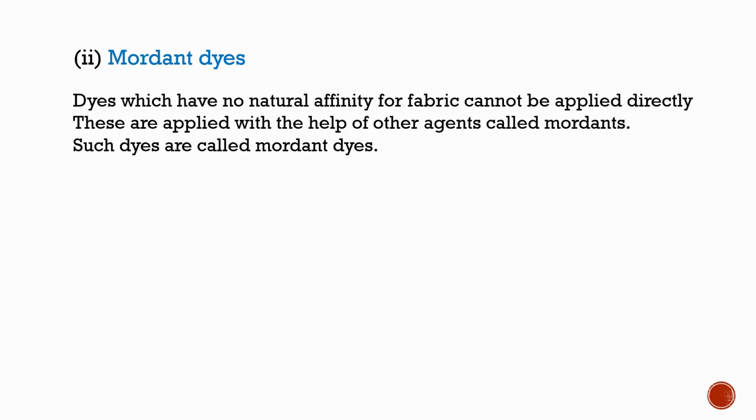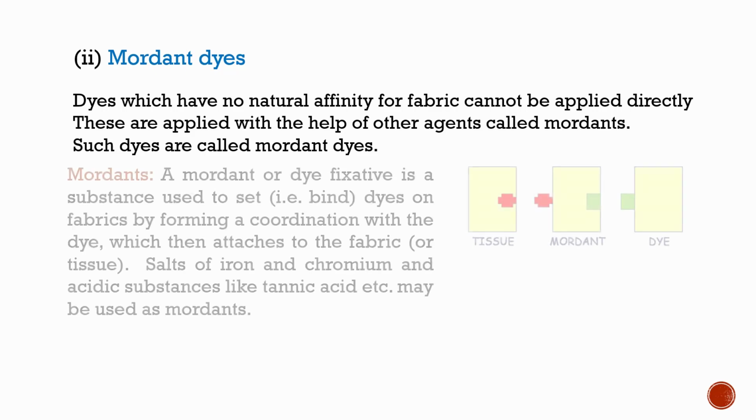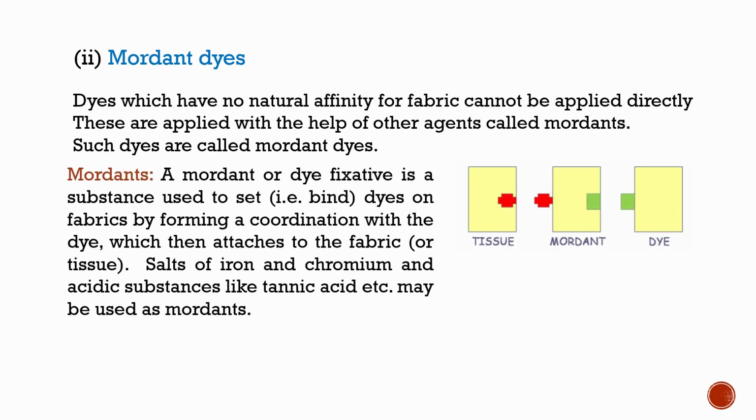Second type of dye is mordant dye. So dyes which have no natural affinity for fabric cannot be applied directly, as we saw in the direct dyes. So these are applied with the help of other agents called mordants. Such dyes are called mordant dyes. So what are mordants? A mordant or dye fixative is a substance used to set or bind dyes on the fabric by forming a coordination with the dye, which then attaches to the fabric or the tissue.